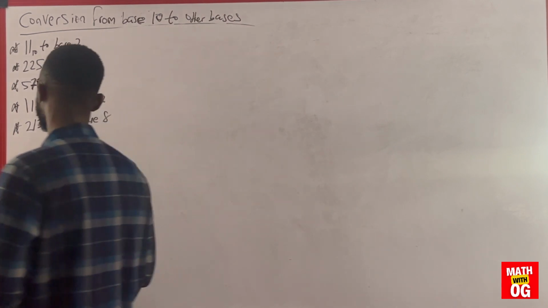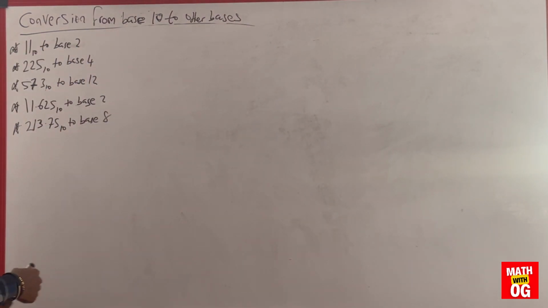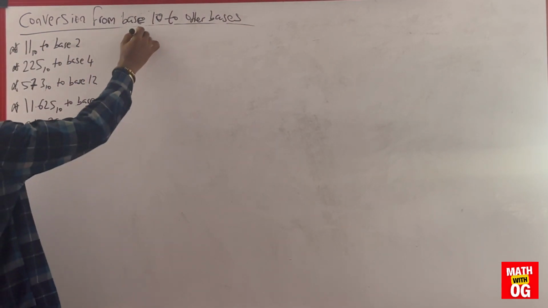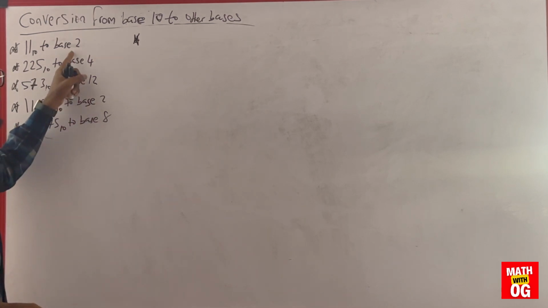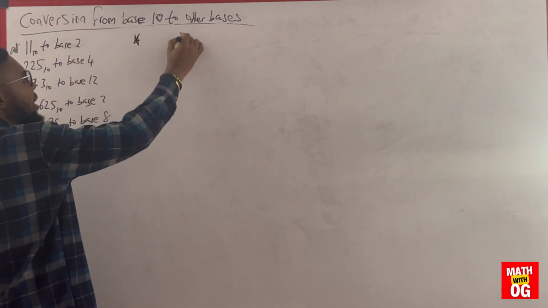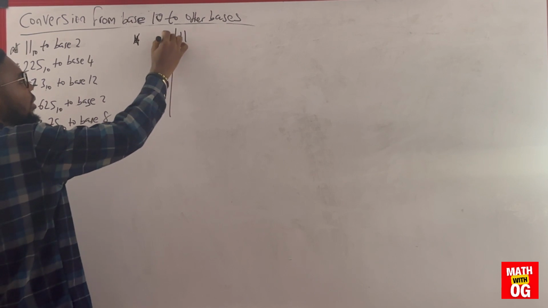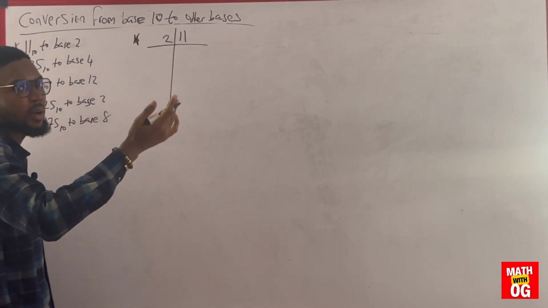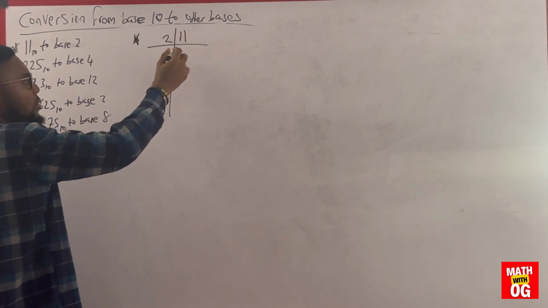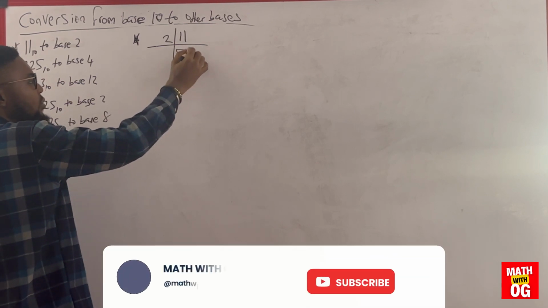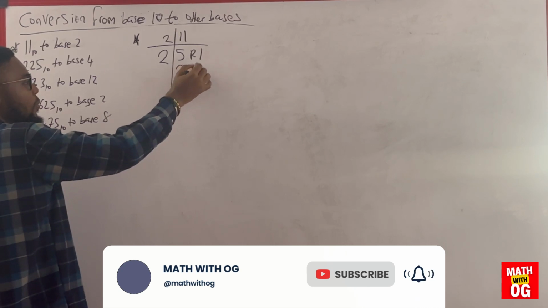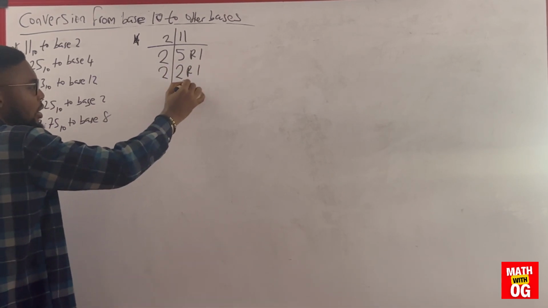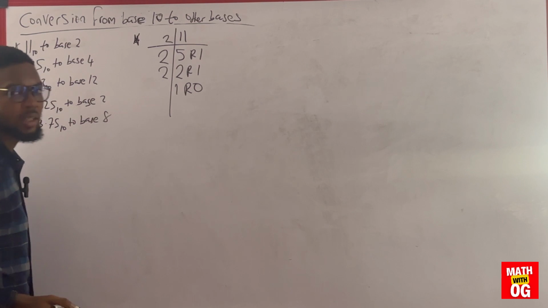Now, first question, we have 11 base 10 to base 2. So I can write here 11 base 10 to base 2. We do continuous division by the base we are converting to, and we are converting to base 2. So we'll put our 11 here, then we'll put our 2. Now let's start dividing. 2 will go into 11 5 times with a remainder of 1. Then 2 will go into 5 2 times with a remainder of 1. 2 will go into 2 once without a remainder, so the remainder is 0.